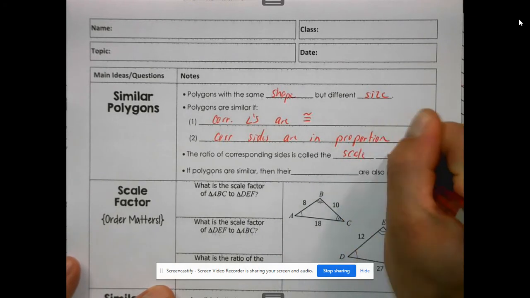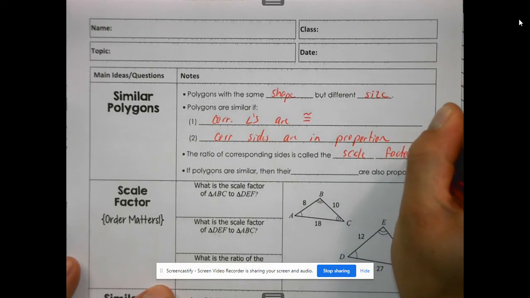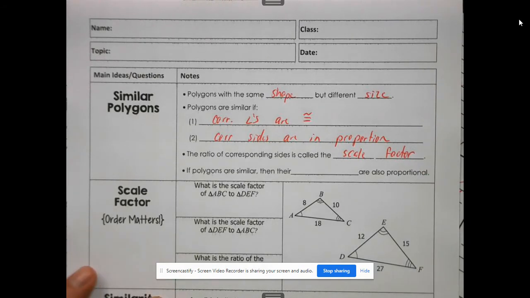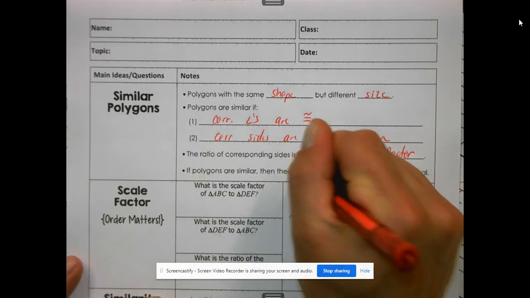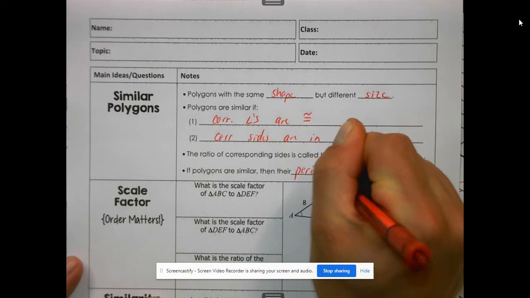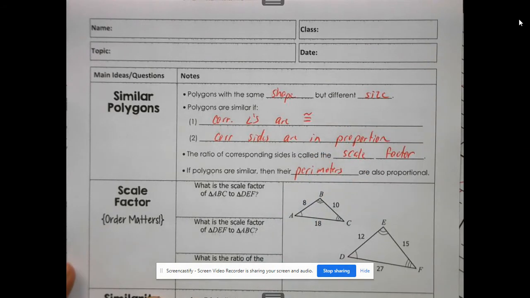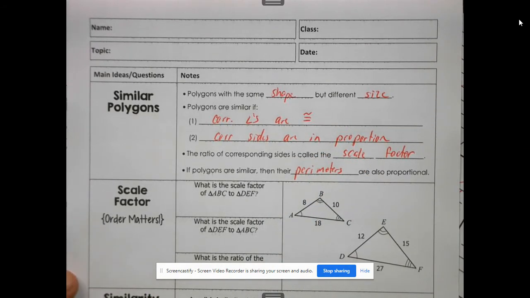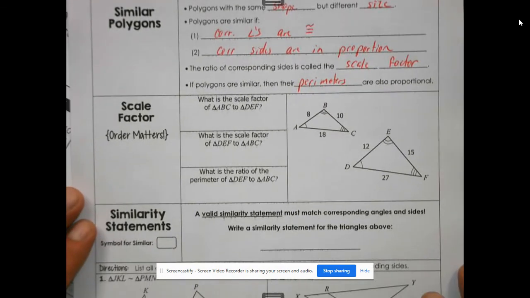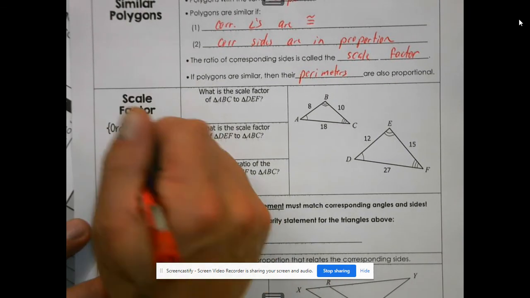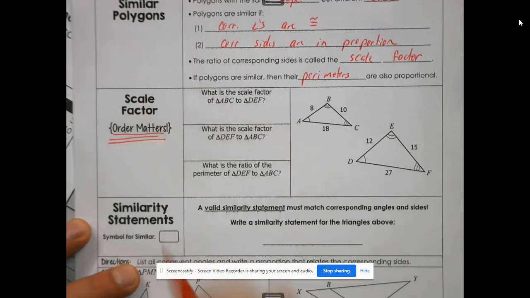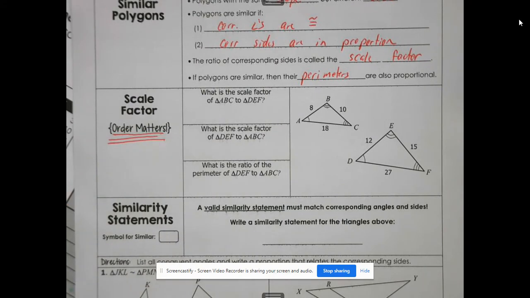That should be a familiar word to most of you. If polygons are similar, then their perimeters, and we'll talk about this one a little bit here, are also proportional. All right, scale factors. In this order, guys, order matters. Underline that a million times when you're trying to figure out scale factor here.